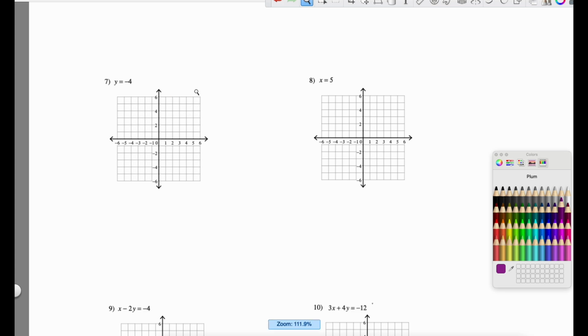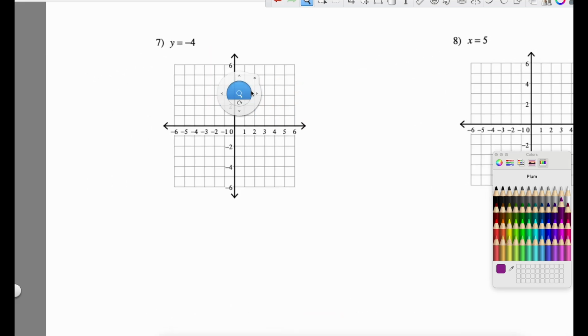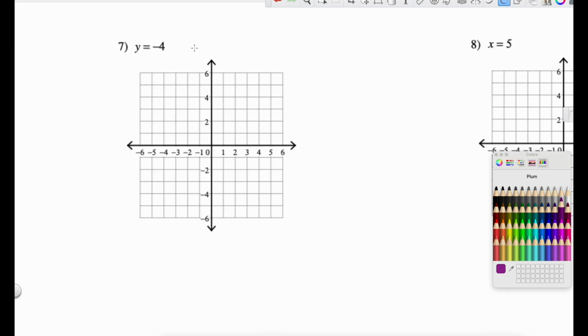Let's take a look at 7 and 8. Okay, so for 7, we've got y equals -4. Okay, so if I want to find my intercepts here, I say, okay, well, I'm going to plug in 0 for x and see what I get for y. Well, y equals -4. There is no x to plug anything in, so -4 is going to be our y-intercept.